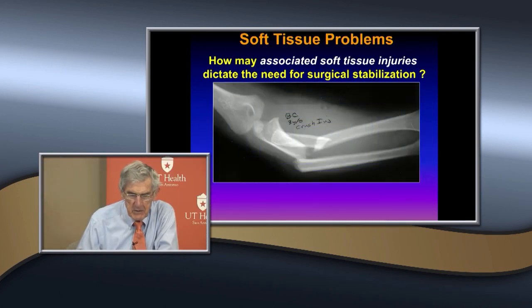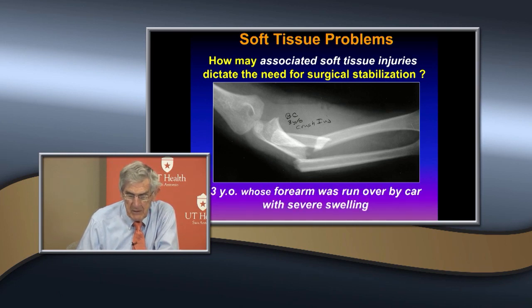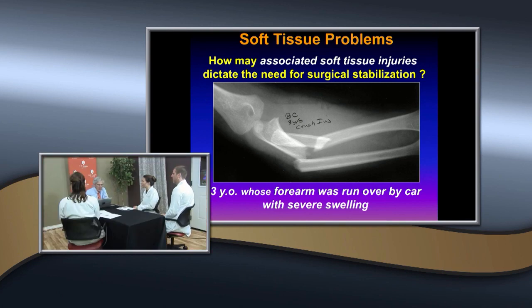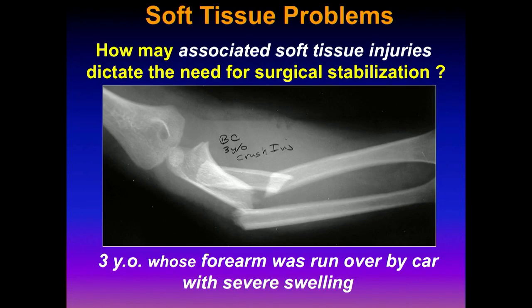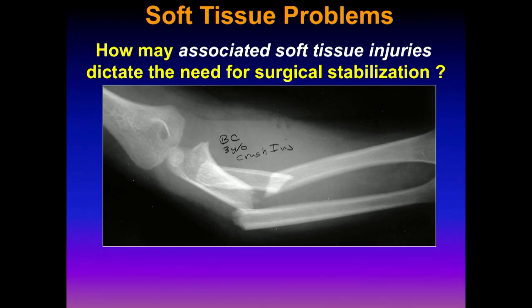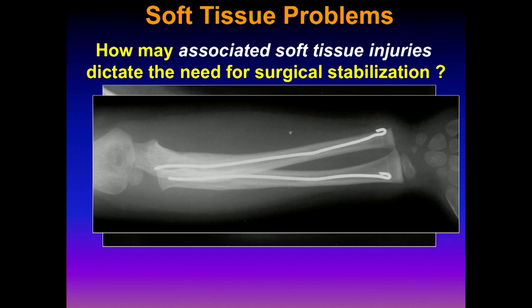So here's actually just a 3-year-old, and a forearm was run over by a car, and he was kind of a little bit overweight, and so he had a lot of swelling, soft tissue swelling. Can you manage this in a cast? No. Probably not. You have a little bit of a problem here because it's such a short arm and he's got a lot of soft tissue swelling. And so he was managed with intramedullary fixation.